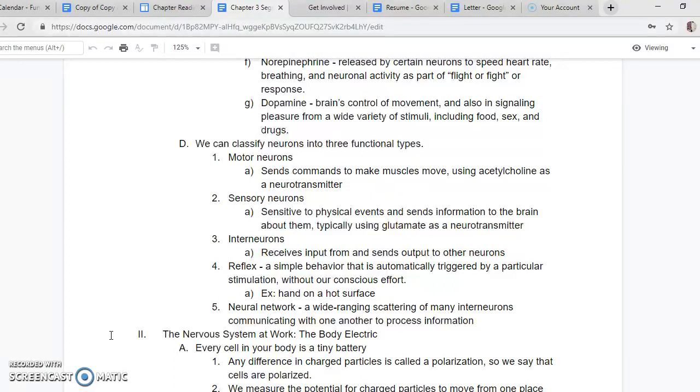And one other point that this section talks about is a neural network, which is a wide-ranging scattering of many interneurons communicating with one another to process information, which is kind of what I said earlier, that interneurons aren't just relaying information between sensory and motor neurons. It can be between 2 other interneurons.